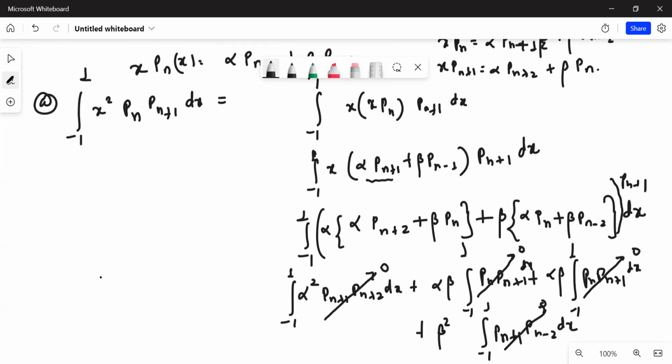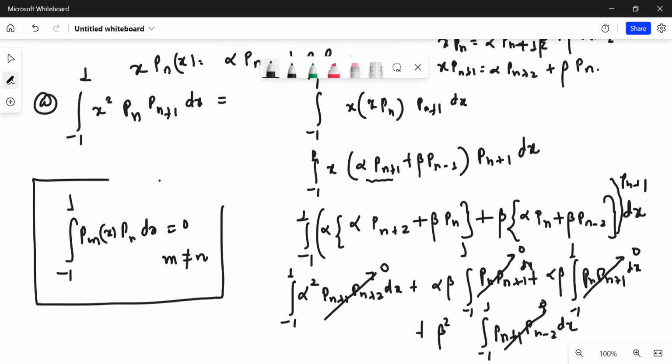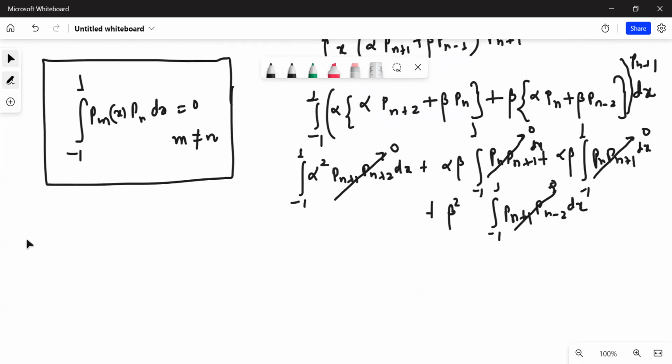Why this would be 0? Because we know that integration from minus 1 to plus 1 pmx pnx dx is equal to 0 if m is not equal to n. So by orthonormality relation of the Legendre polynomial, this is equivalent to 0. So this is what I have done. Because n plus 1 cannot be n plus 2, n cannot be n plus 1, n plus 1 cannot be n minus 2. So option number 1 has been rejected.